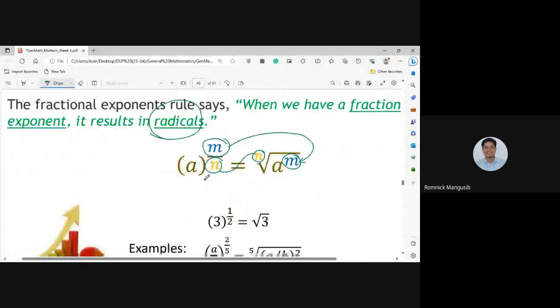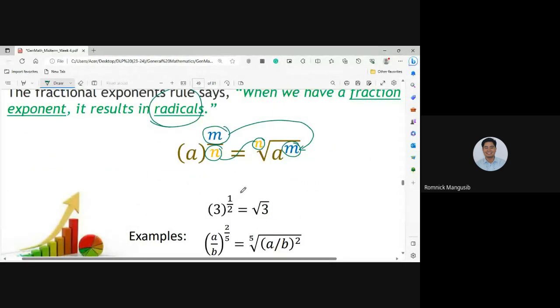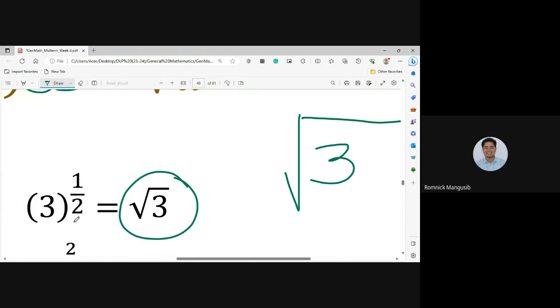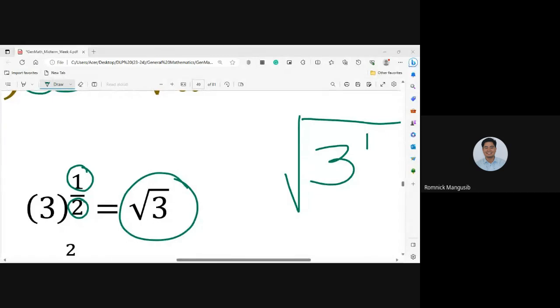Okay? Now, let's check this example number 1. So, if you see 3 raised to 1 half, that is immediately square root of 3. Why? Yung base na 3, papasok yan sa radical. Yung denominator na 2, siya yung magiging index dito, class. Pero you don't need to write 2 kapag square root kasi that's already understood, no? And 3 raised to 1 anyway is just 3. So you don't need to write 1. That's the reason why it is simply square root of 3. Okay?